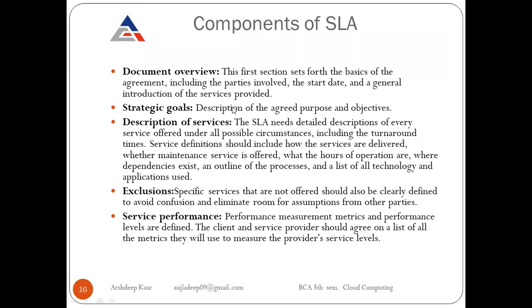First, document overview gives the detailed information about the service provider and the client of services, the start date of the agreement, and the basic introduction about the services. Second, we have to set some goals that come under the category of SLO. Then we have to define the services, number of services, name of services, level of services, working of services. Then we have to do exclusions. Exclusions means what services we are excluding from the agreement or what services we are including in the agreement.